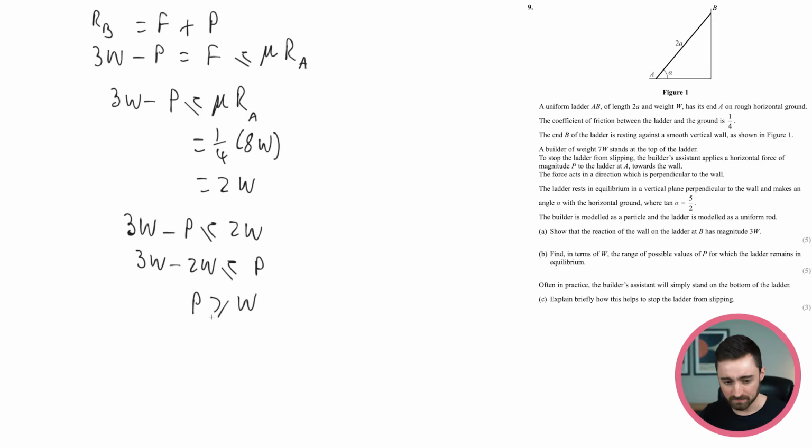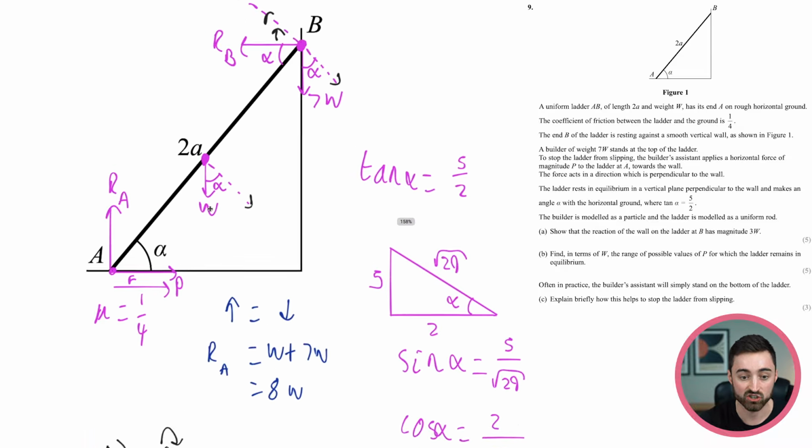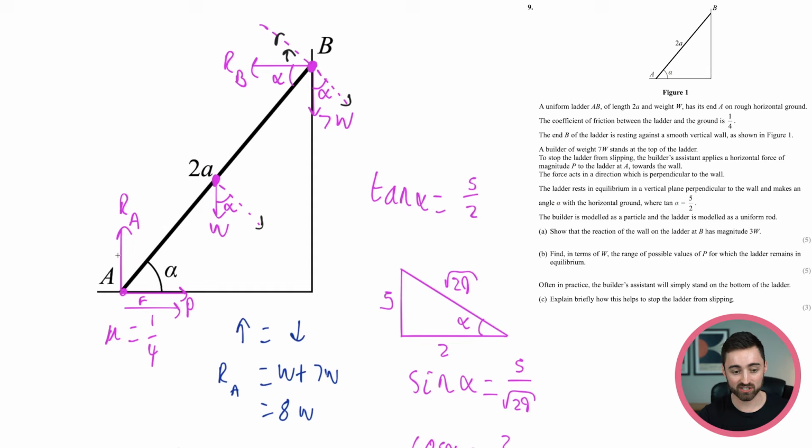At the start, what he's trying to do is just stop it from slipping, right? So he's trying to stop the ladder from going this way by applying a force this way. And in that case, you know, the friction is still going this way.